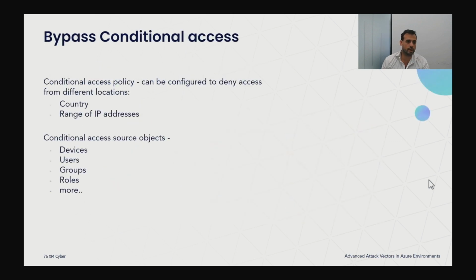Conditional access policy can be configured to deny access from different locations, different countries, different ranges of IP addresses or specific IP addresses, different sources or different targets, such as devices, users, groups, roles, and many, many more.